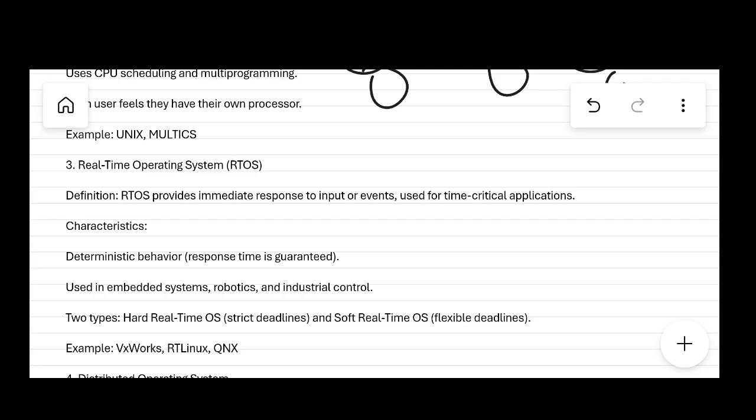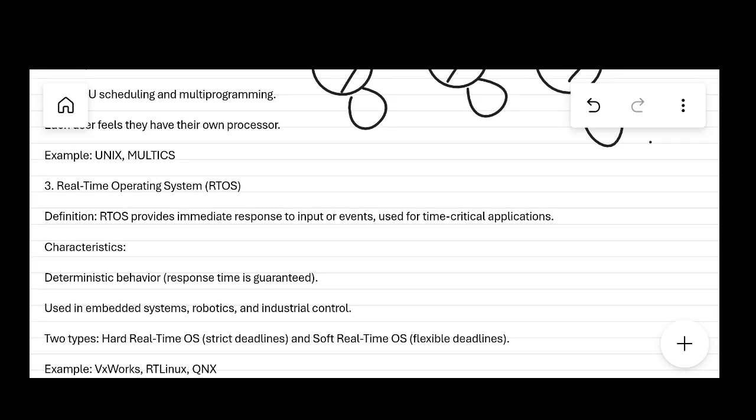Third one is real time operating system. This operating system is used when the computer has to respond immediately to some input or event. For example, in robotics, medical equipment, or traffic control systems.